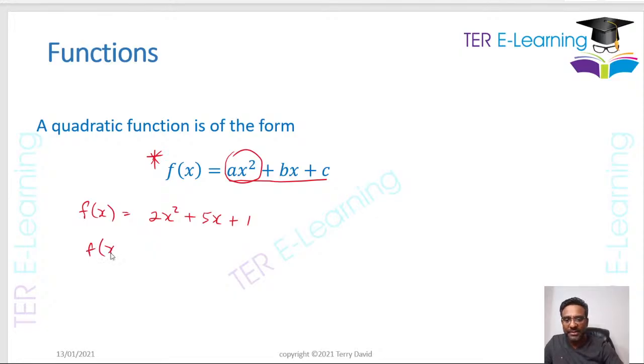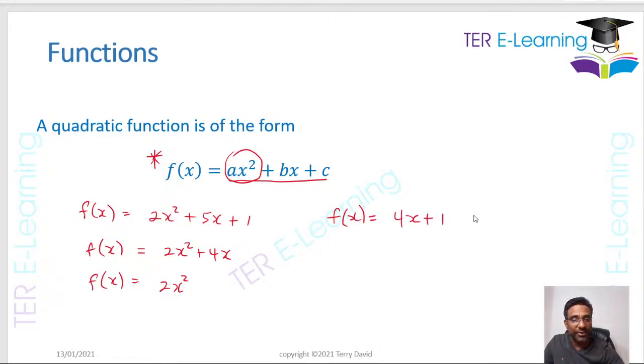So if I had something like this, f of x is equal to 2x squared plus 4x, that is still a quadratic. If I have something like f of x is equal to just 2x squared, that is still a quadratic. If I give you something like this, f of x is equal to 4x plus 1, this is not a quadratic, because there's no x squared term. So if you never heard that before, a quadratic must have an x squared term in it. So that's what a quadratic essentially looks like.